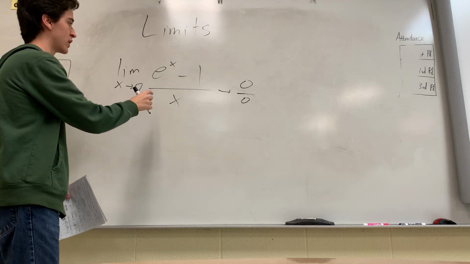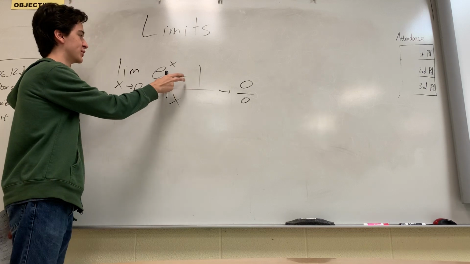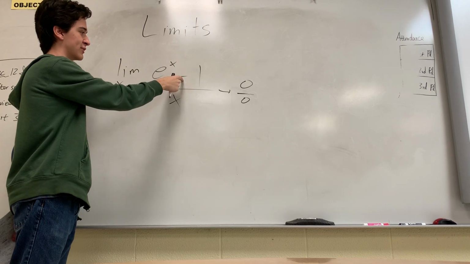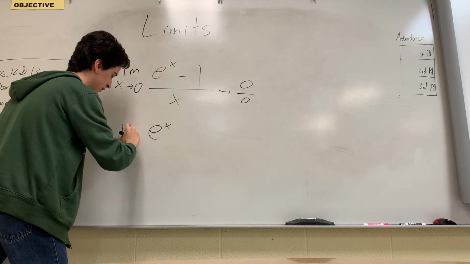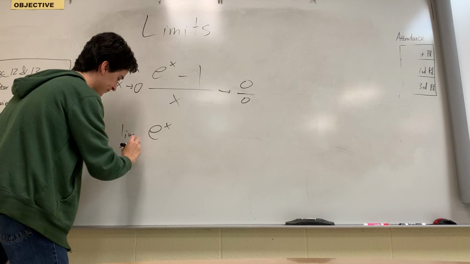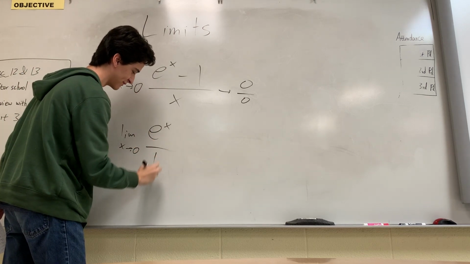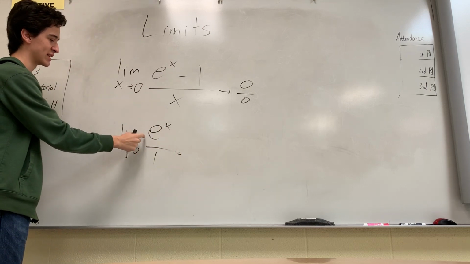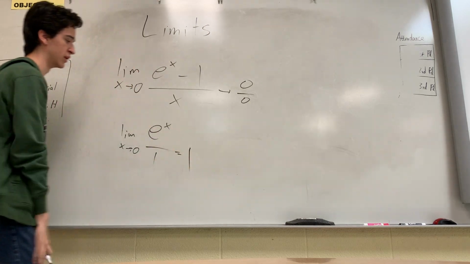When we use L'Hopital's rule, we take the derivative of the upper function. e to the x becomes e to the x. Negative 1 is just a constant, so its derivative is 0. So we end up with e to the x, and the limit as x approaches 0, right? And then the derivative of x is going to be 1, so we just divide by 1 here. So when we plug in x again into this new limit, that's e to the 0, which is 1, divided by 1, so the answer is just going to be 1, right?